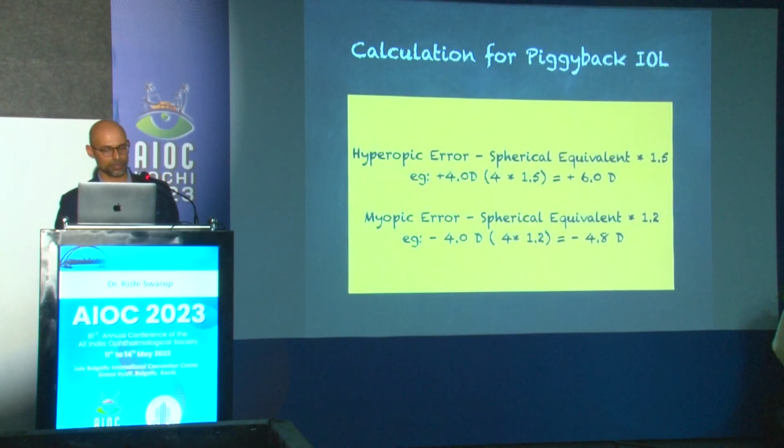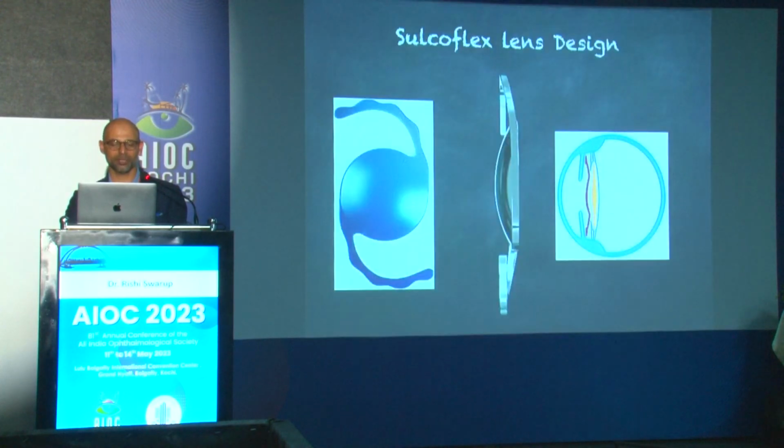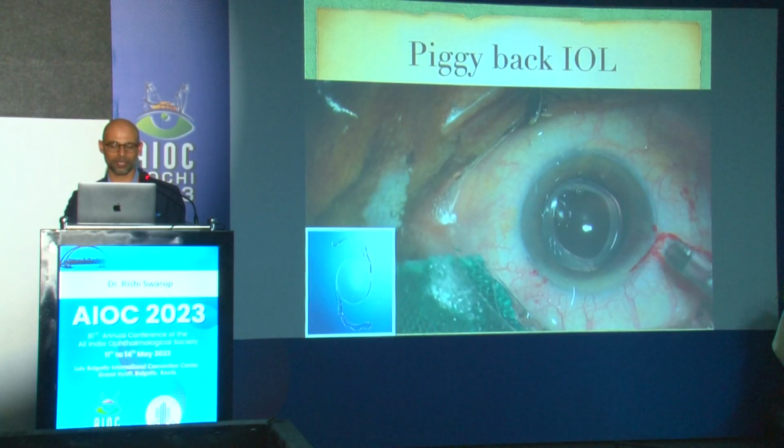So this is how you use the formula for piggyback calculation. I'm sure somebody will cover this in the subsequent talks. The other lens, like I said, is Sulcoflex from Rayner, and that also works very well. I'll skip the video for that.